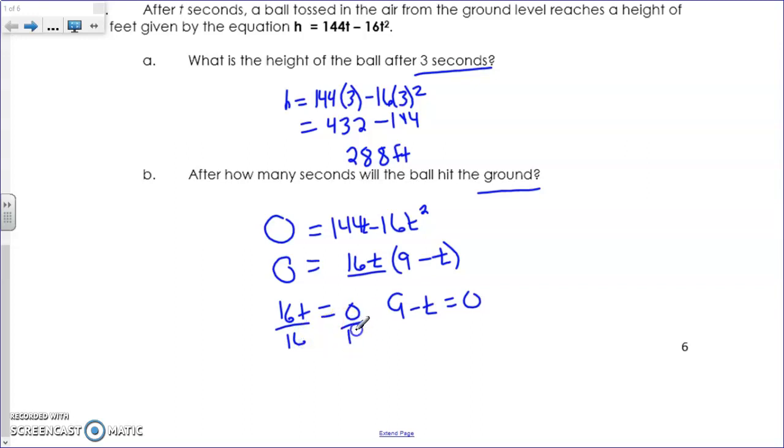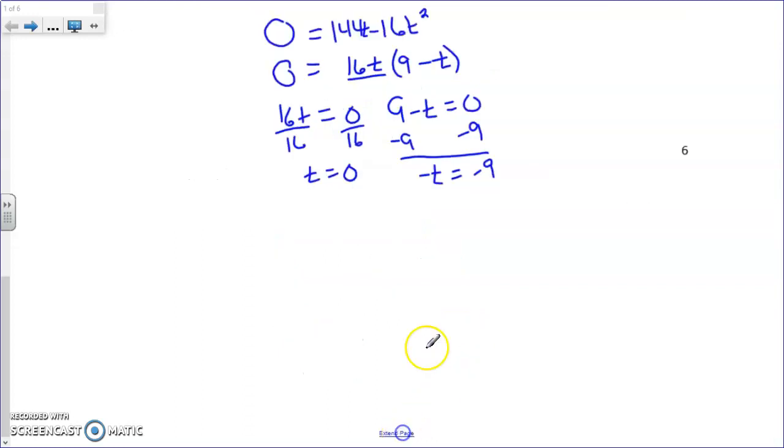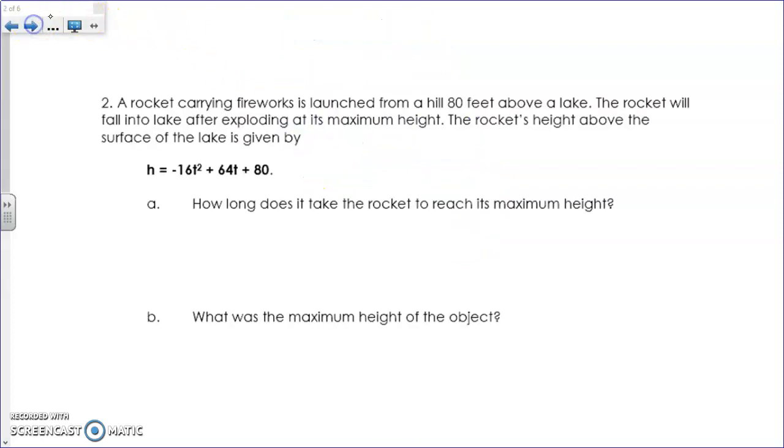Divide by 16, t equals 0. Subtract 9, negative t equals negative 9. Divide by negative 1, and I get t equals 9. So after 9 seconds, the ball is going to hit the ground, because t equals 0 is the initial spot. All right, let's keep looking.